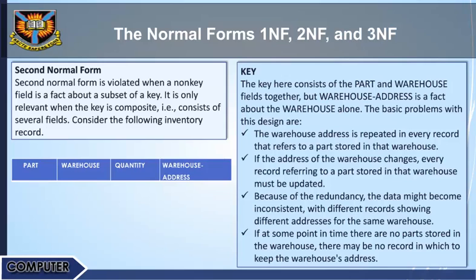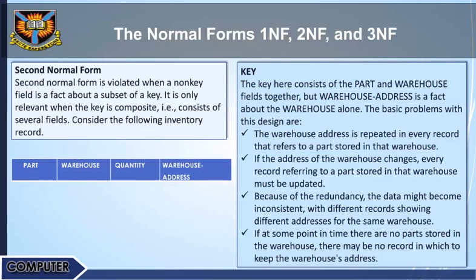Consider the following inventory record: part, warehouse, quantity, warehouse address, key. The key here consists of the part and warehouse fields together, but warehouse address is a fact about the warehouse alone. The basic problems with this design are: the warehouse address is repeated in every record that refers to a part stored in that warehouse.